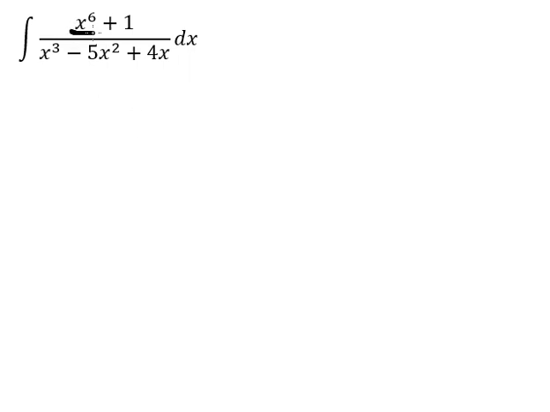We can see that s to the power of 6 is the highest power on the numerator, and s to the power of 3 is on the denominator. So we can see that this one is bigger than this one, so we can use long division.